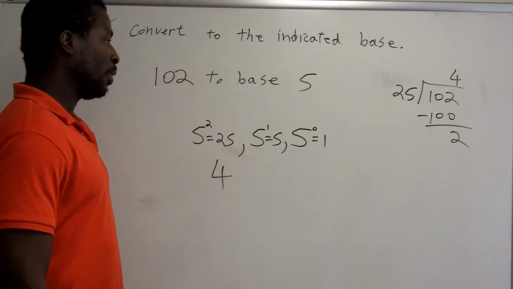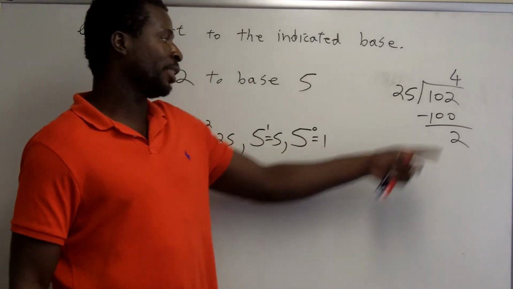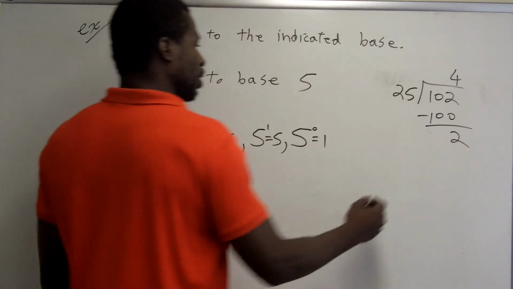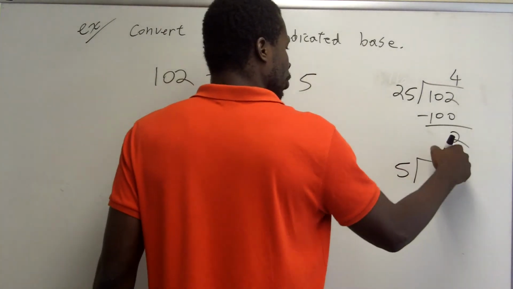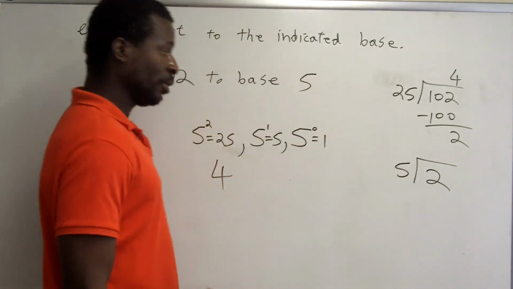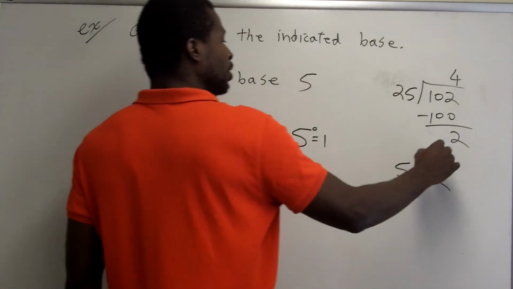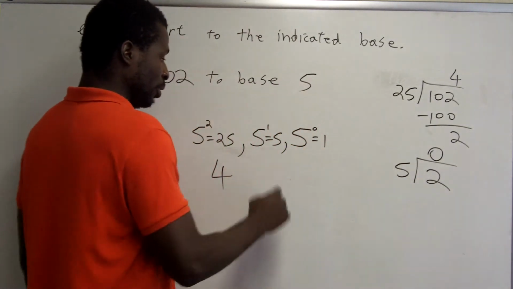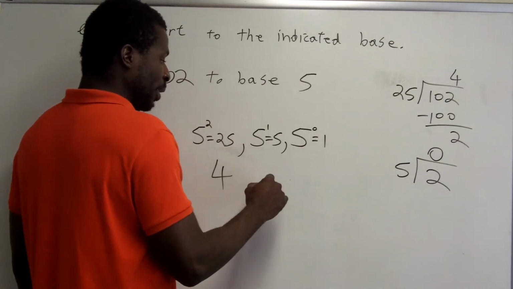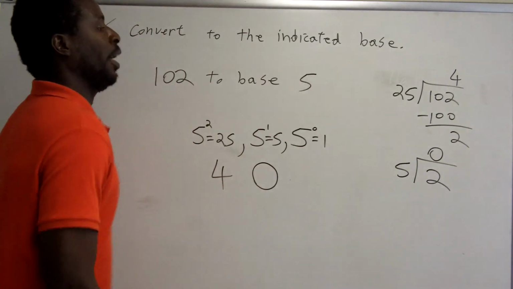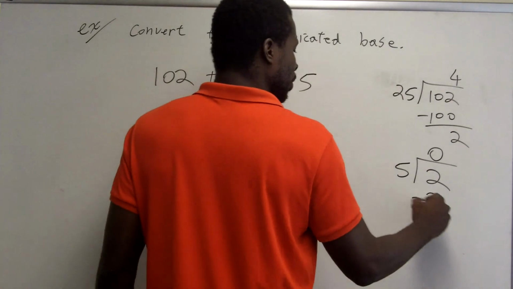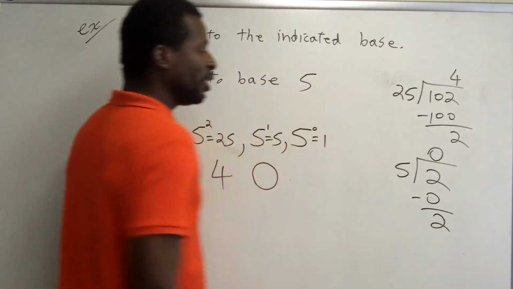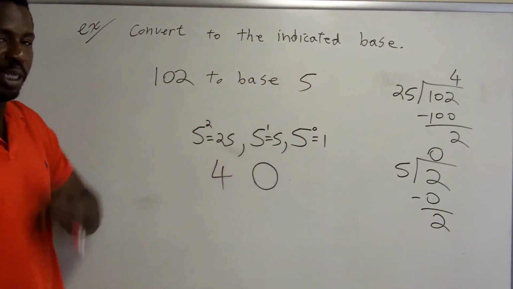All right, so now we move on, but we're going to use the remainder this time. So we need to know how many groups of 5 there are in the remainder, which is 2. Well, how many groups of 5 are there in 2? There are 0 groups of 5 in 2. So the numeral that goes in this place value is a 0. And 0 times 5 is 0, and when you subtract, you get 2. So the remainder is still 2, and I can move on to the next place value.